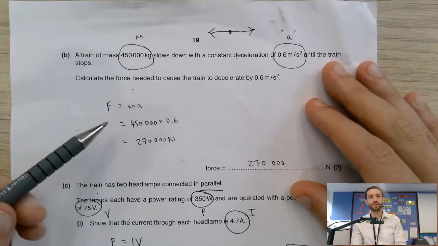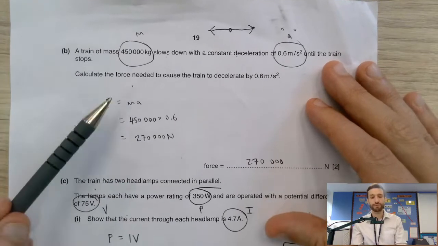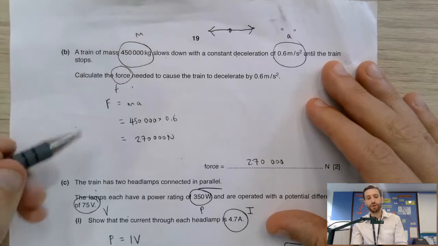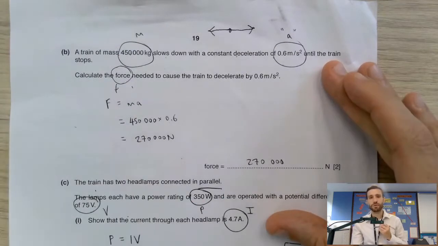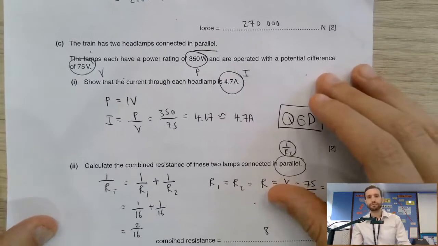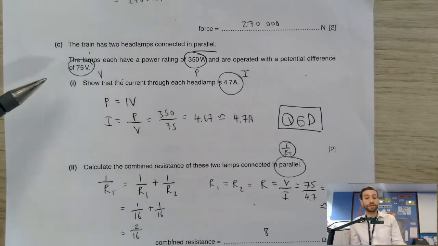Okay, our equation F equals ma for calculating the size of a resultant force is completely valid. I need to know F. I've got m, I've got a, 270,000 newtons, big number. We're then taking the train and considering its headlamps.